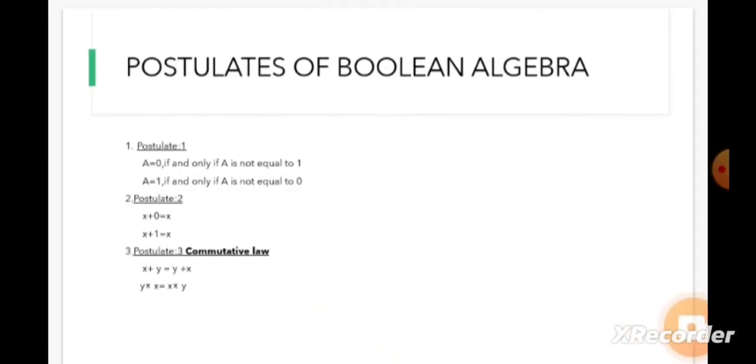Now let's look at the postulates of Boolean algebra. There are 6 postulates, and postulate 1 states that a equals 0 if a is not equal to 1, and a equals 1 if a is not equal to 0. And postulate 2 states that x plus 0 equals x. And then there is the commutative law, that is postulate 3, which states that x plus y equals y plus x, or y into x equals x into y.